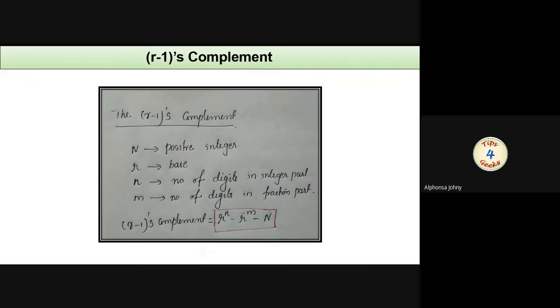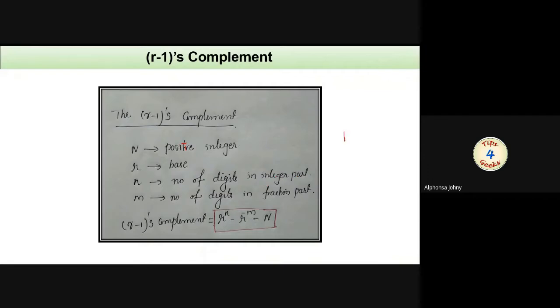So the equation is r raised to n minus r raised to minus m minus capital N, where capital N is the positive integer whose complement we are going to find out. Then r is the base or radix of the number system. Then n is the number of digits in the integer part.